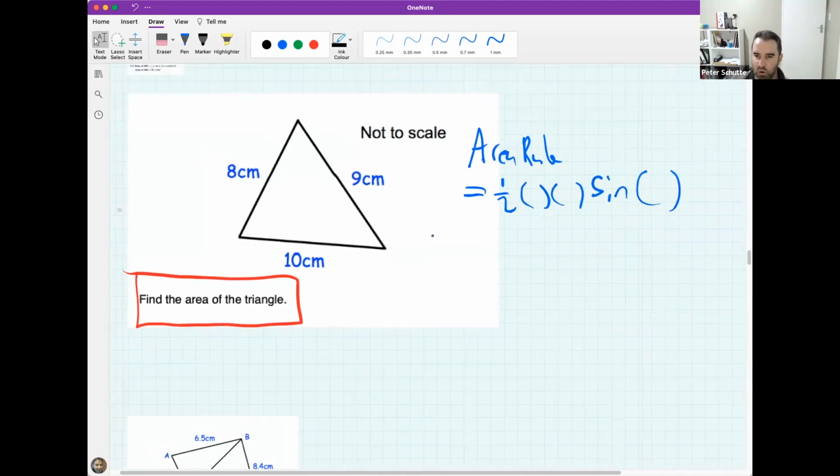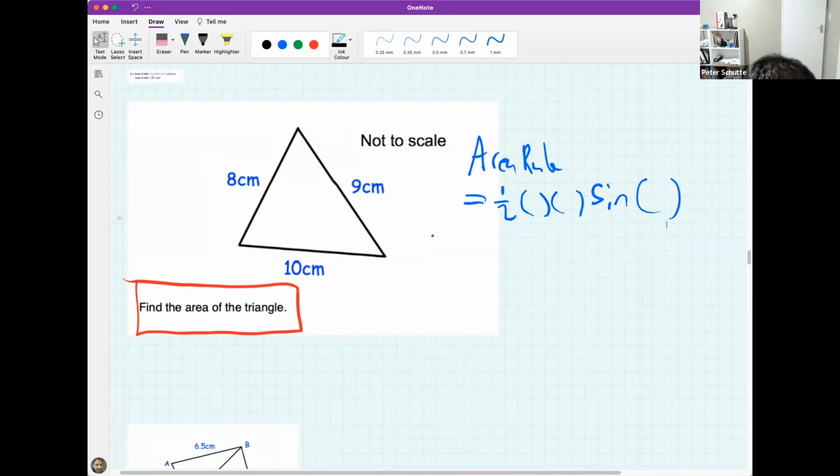So now I think we need to have a remix here. I think we have two sides. We need to choose an angle to focus on. Which angle should we focus on? Should we focus on the smallest or the biggest or the middle? Okay, let's focus on the smallest angle. The smallest angle will be opposite the smallest side.